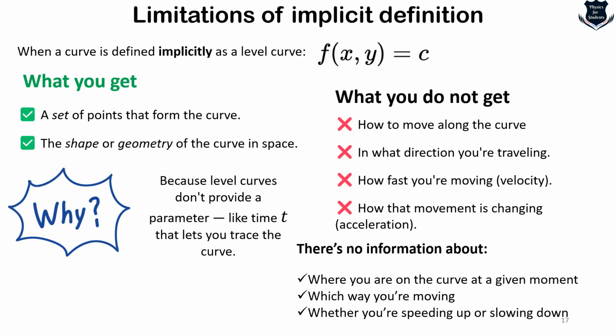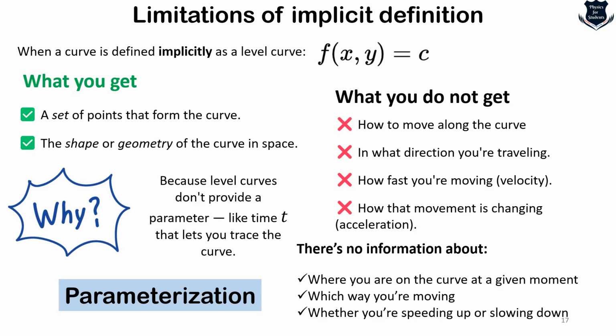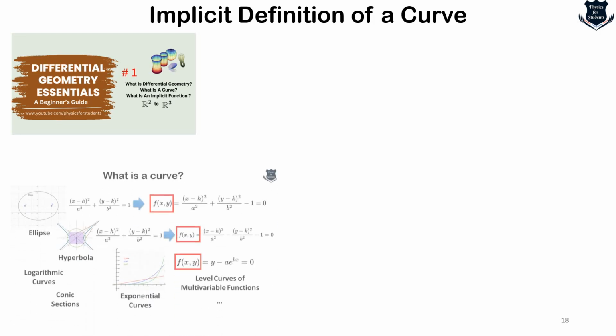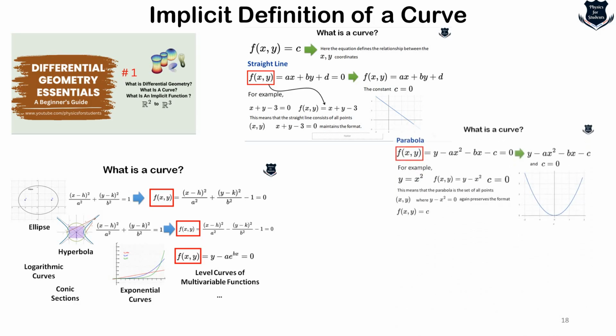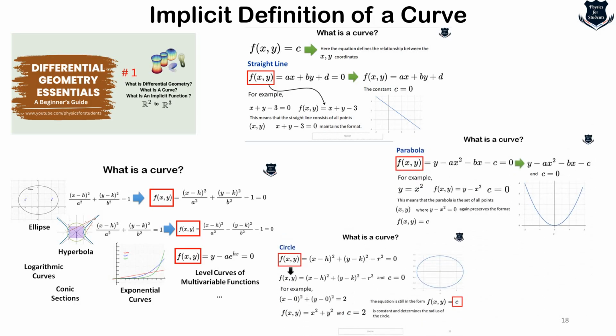So these are what are called the limitations of a level curve or implicit definition. And to help us know more mathematically, what we use is called a parameterization. If you go to my earlier video, lesson 1, this is the thumbnail, you will see that I have spoken a lot about level curves in the first lesson: how the level curve f of x, y is used for a parabola, straight line, circle, etc. So we are going a little further in this definition.